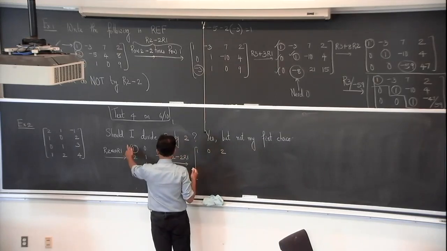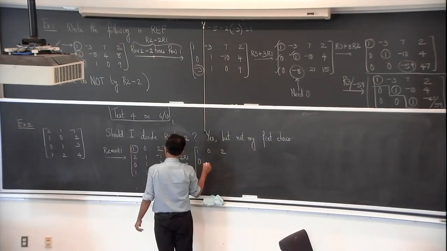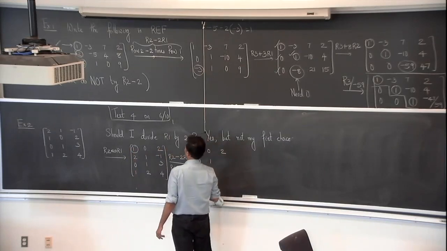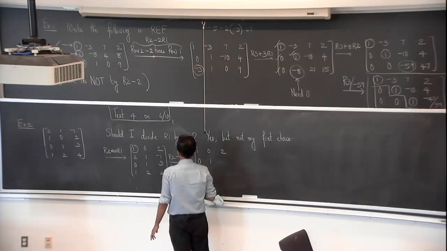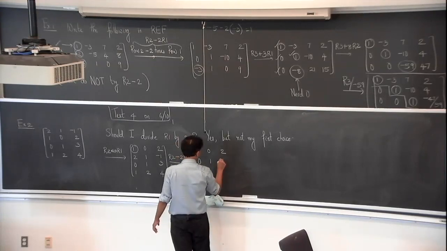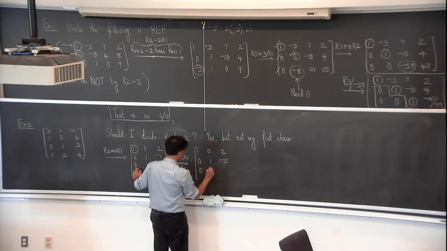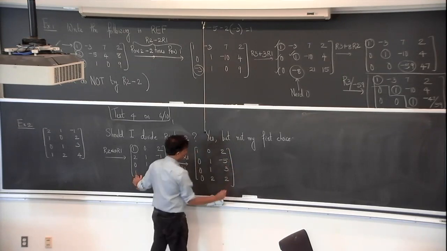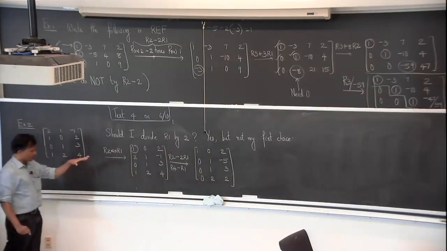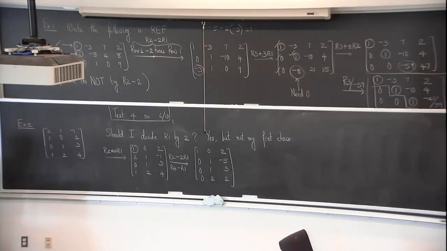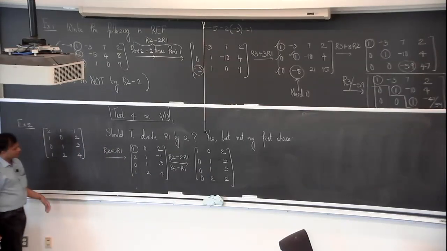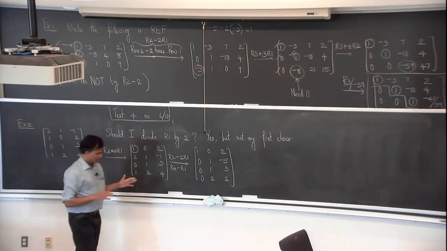R2 minus 2 R1 is 0, 1, -5. And I'm not changing R3, so 0, 1, 3, and R4 minus R1 is 0, 2, 2. So I did 2 operations there in that one matrix. And if you spot any mistakes, let me know.